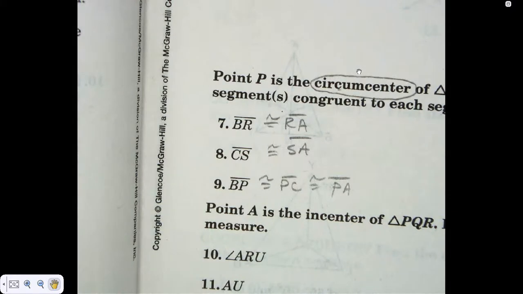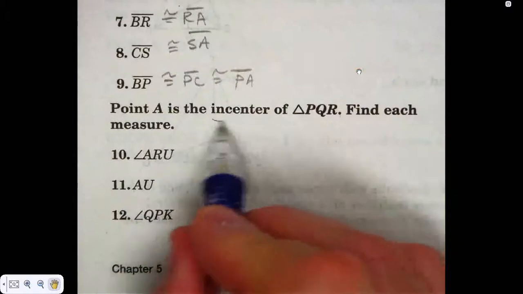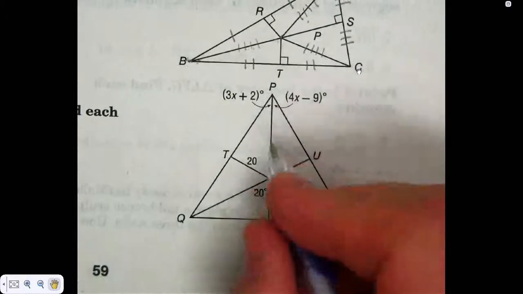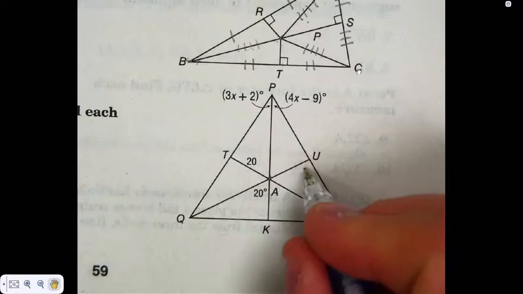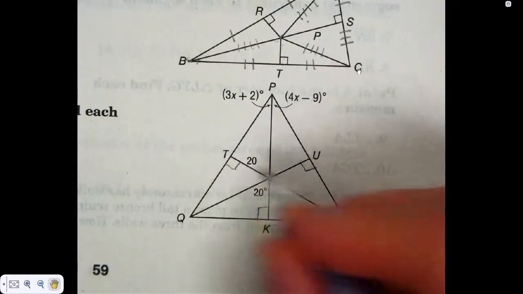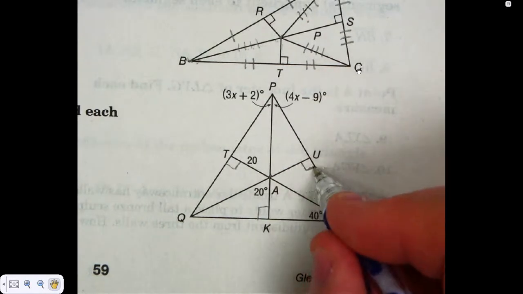Now, on 10 through 12, what do they say? They say point A is the what? Okay, so let's go over here and say everything that says is true. They say this is the incenter. Well, they made a mistake. That doesn't have to be 90 degrees just because that's the incenter. So the book made a mistake. They should mark this for you.